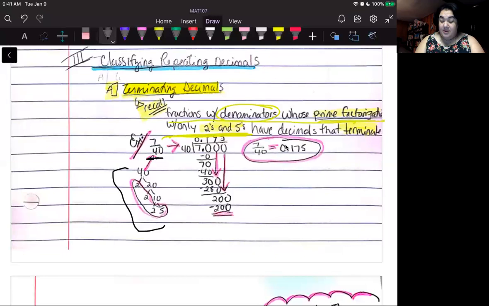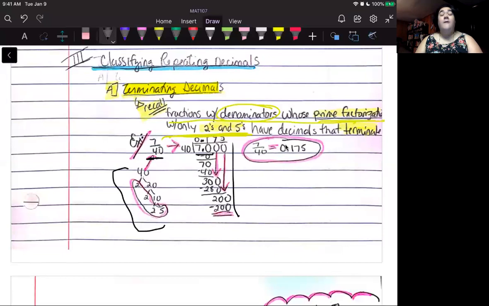But 40 can go into 70, it goes in one time, so I take 1 times 40 is 40, and I subtract, and when that happens, I end up getting my decimal of 0.175. You can follow the longhand division all through here.